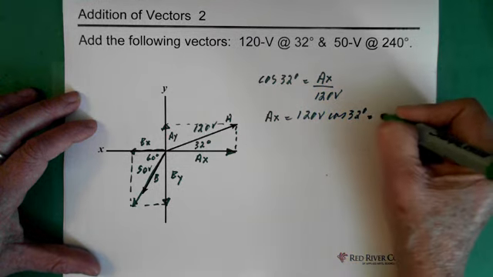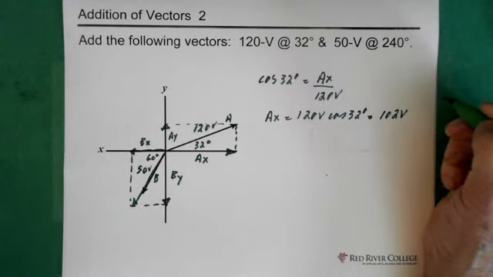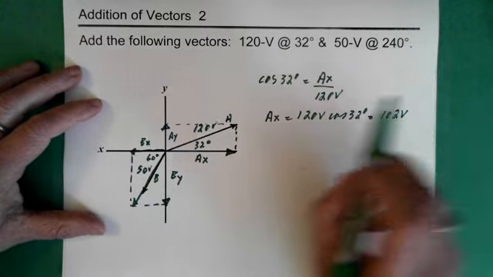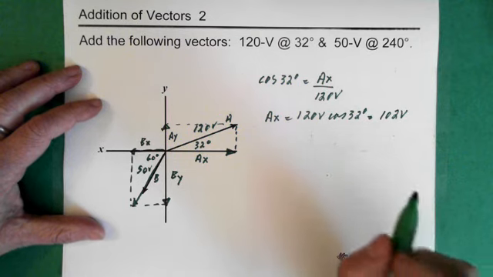And we end up with 102 volts. Rounding to 3 sig figs, which in some sense doesn't make that much sense because we have 2 sig figs here and here. But let's just go with 3 sig figs.